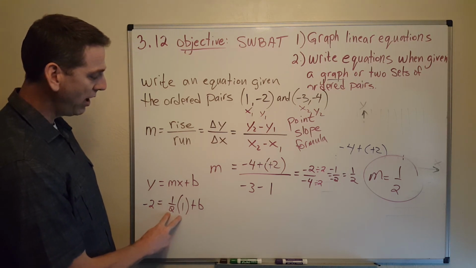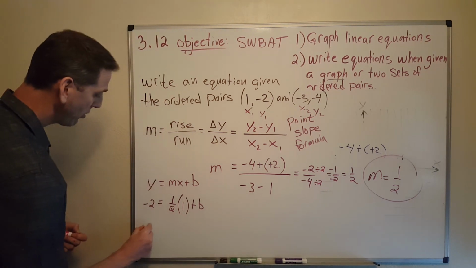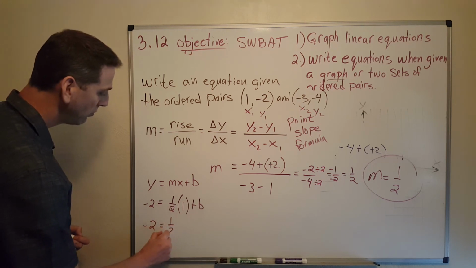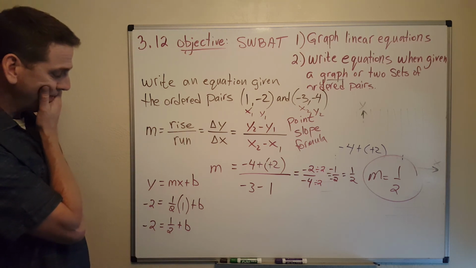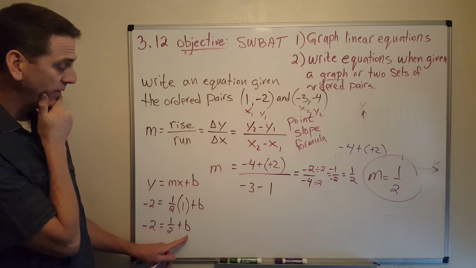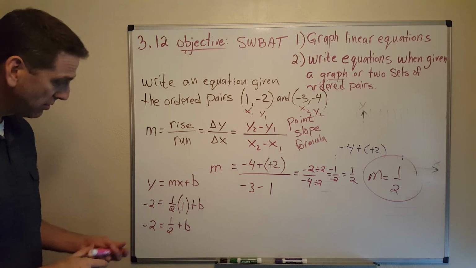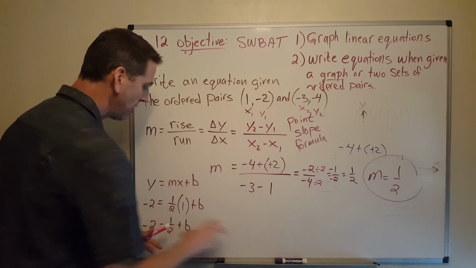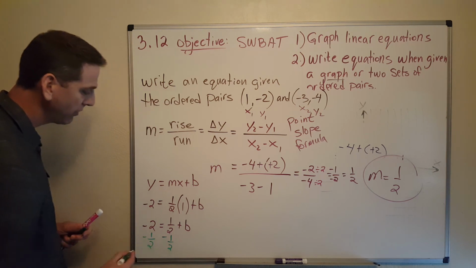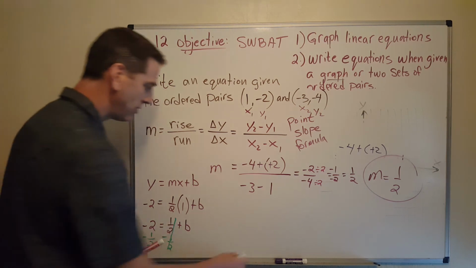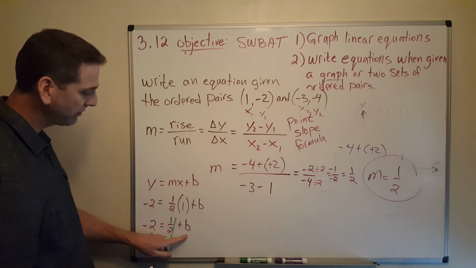Okay. So here I got half of 1. Okay, half of 1 is just a half, correct? So I got negative 2 equals 1/2 plus b. Okay. Now I can solve for b. Okay, to solve for b, I just need to get rid of that 1/2, don't I? And b will be all by himself. So I'm going to subtract 1/2 from both sides. That's going to cancel. And that's going to leave me with b all by itself over here.